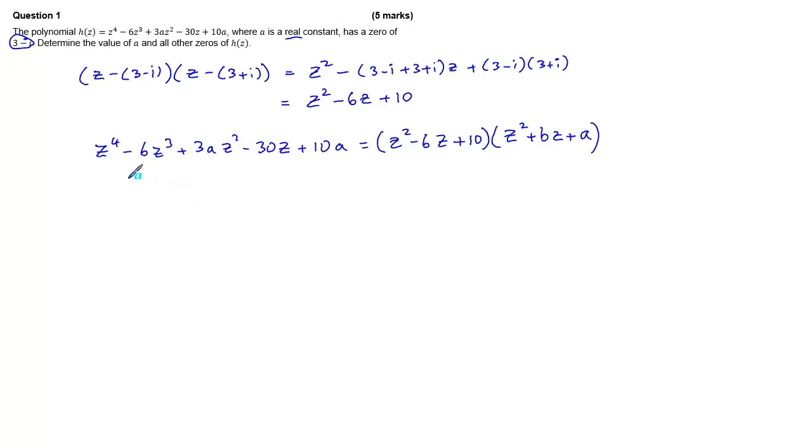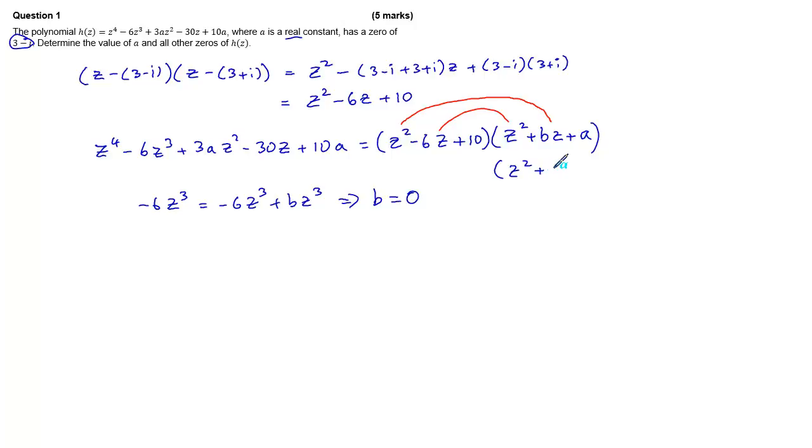So let's look perhaps at the z cubed term. On the left we've got minus 6z cubed. On the right we'll get a z cubed from here, and we'll get one from here. So that's minus 6z cubed plus bz cubed, and that must mean that b is equal to 0. So now we know that this is z squared plus a.